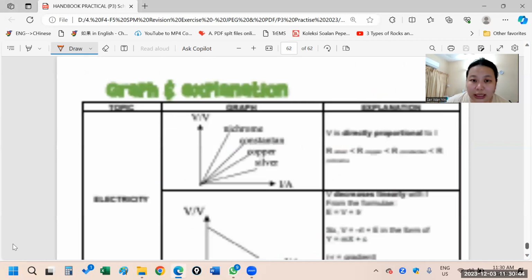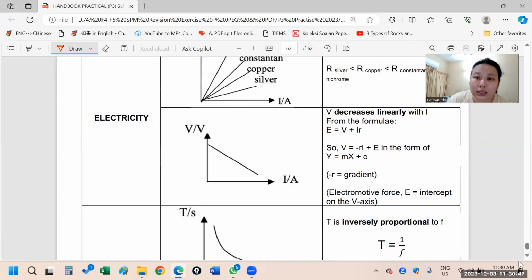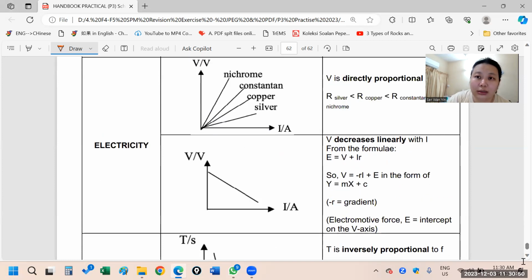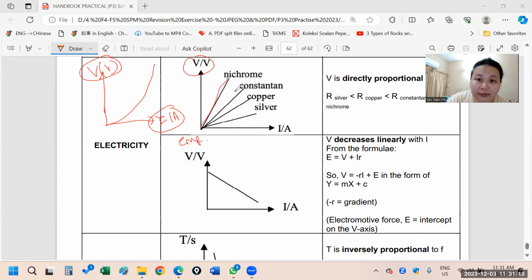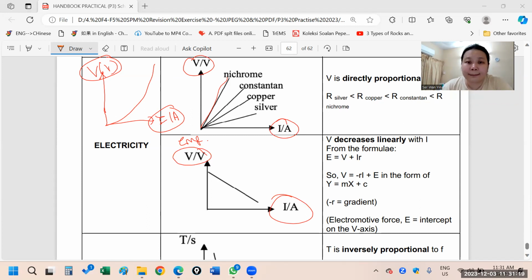Okay, then the last, electricity. So normally the graph for ohmic law is like this, a straight line. For non-ohmic law, it is a curve. For EMF, it is a straight line going down. But all you can see is V against I, V against I, V against I. Okay, yeah, the last, relationship from the graph.